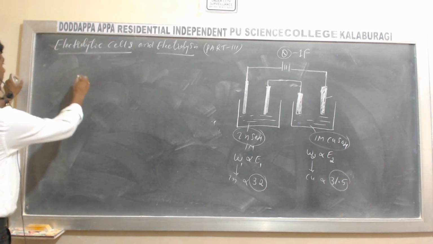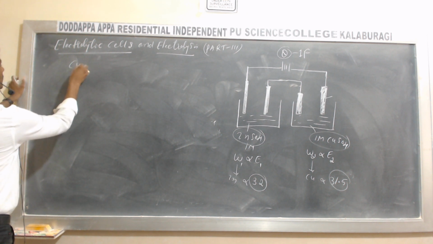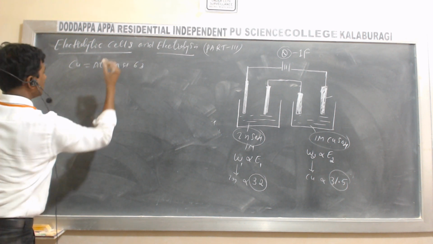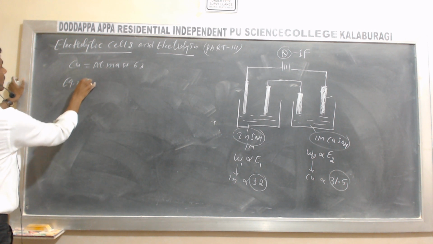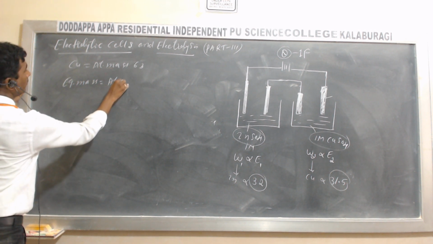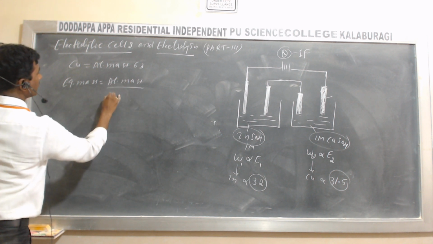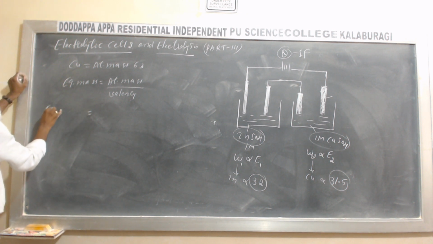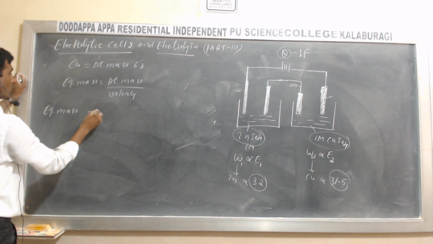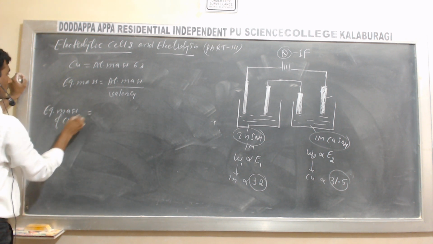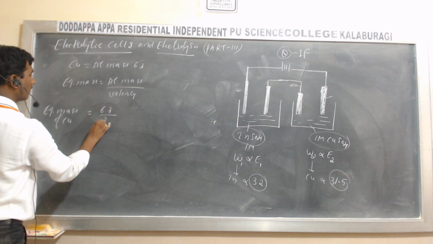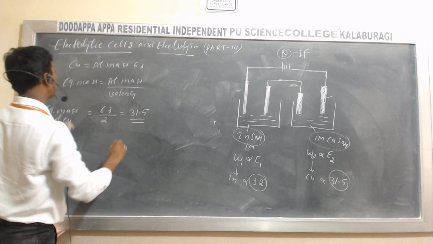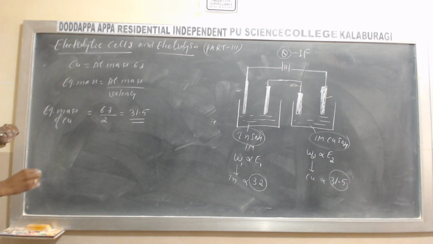Equivalent mass. For example, I can take copper. The atomic mass of copper is 63. What is the equivalent mass of copper? The equivalent mass is equal to atomic mass divided by valency, or change in electron. So the equivalent mass of copper: the atomic mass of copper is 63, valency is 2. So it is nothing but 31.5. 31.5 is the equivalent mass of copper.